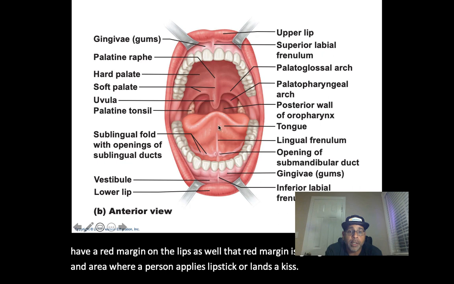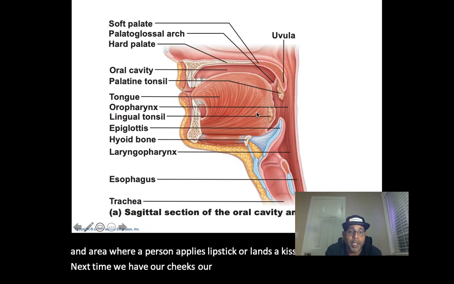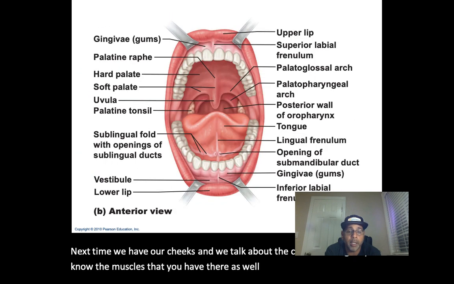Next we have our cheeks. And when we talk about the cheeks, again, you should know the muscles that you have there as well. We've discussed those in the beginning. Your buccinators.